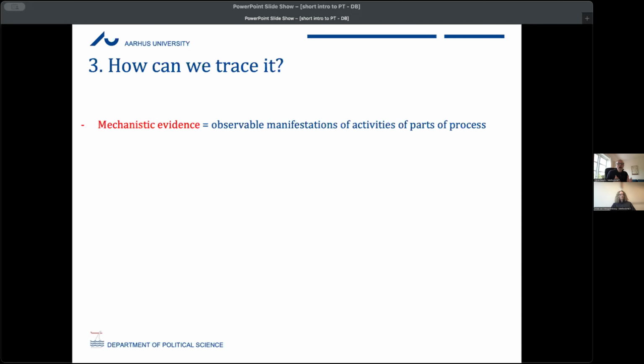So just briefly, the idea in the productive account of processes or mechanisms is that we're working with what could be called mechanistic evidence, which is something different from difference-making evidence, what we get out of an experiment. Mechanistic evidence is basically the observables left by parts of a process, or in particular, the activities.